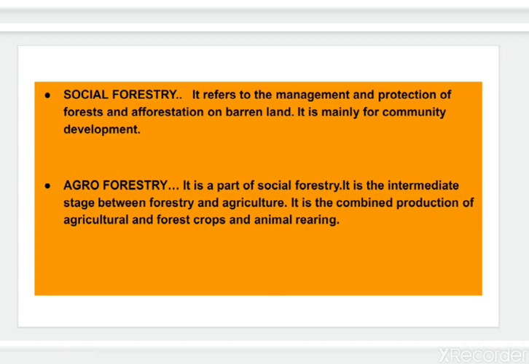Next is social forestry and agroforestry. So social forestry refers to the management and protection of forest and afforestation on barren land. It is mainly for community development, right? So it is people oriented and it is also called urban forestry. And agroforestry is a part of social forestry. Remember, it is the intermediate stage between forestry and agriculture because it is the combined production of agricultural and forest crops, and at the same time animal rearing also.